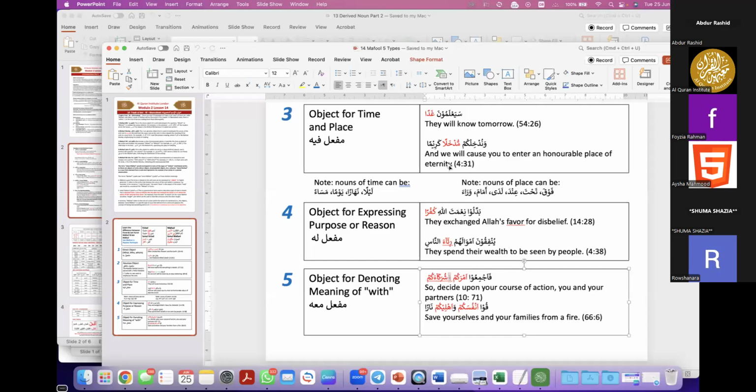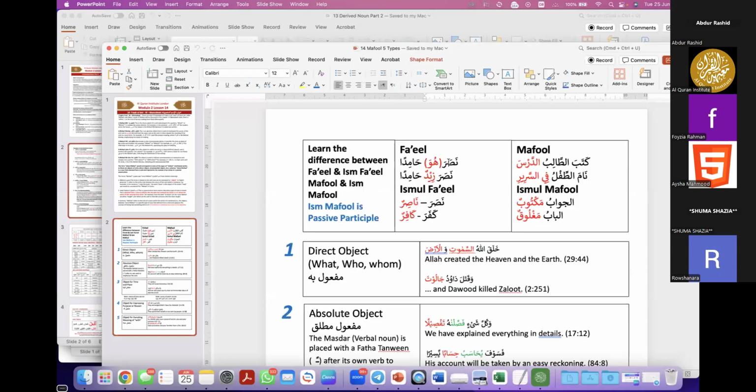Hamidan, he helped. He helped Hamidan. Hamidan is the maf'ul, but has Hamidan come out of the verb? No. I read a book, that is fa'il, simple fa'il, where the object is the maf'ul and it's not related.